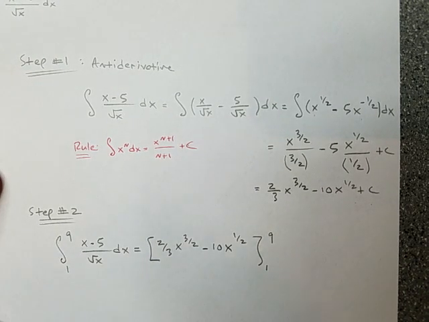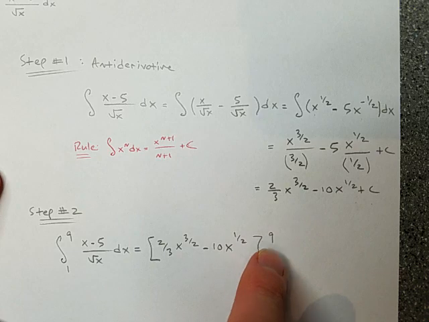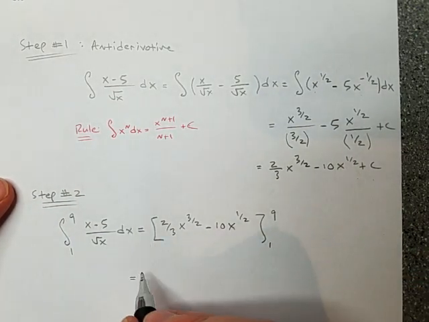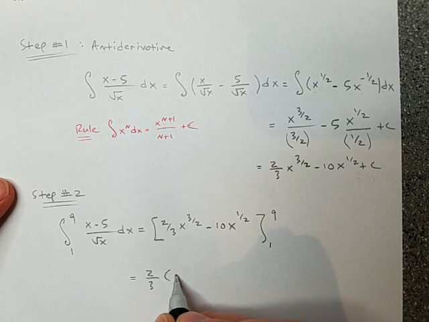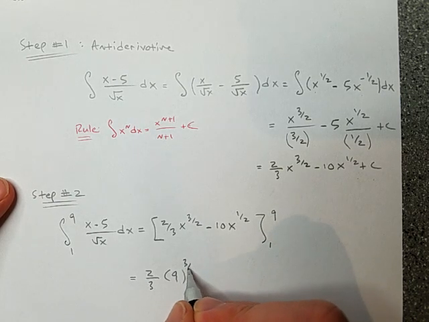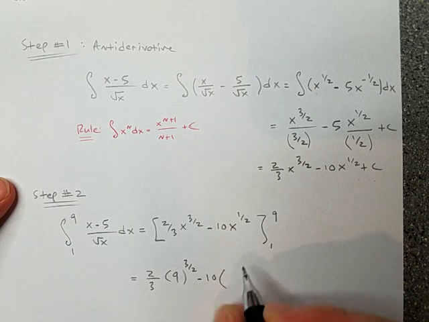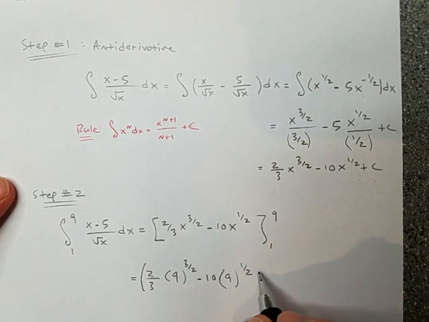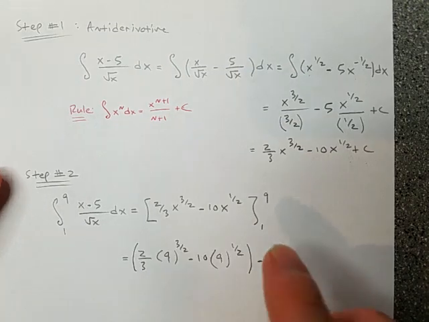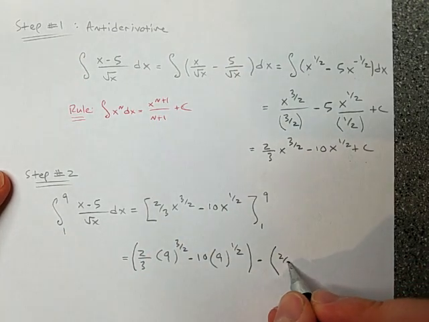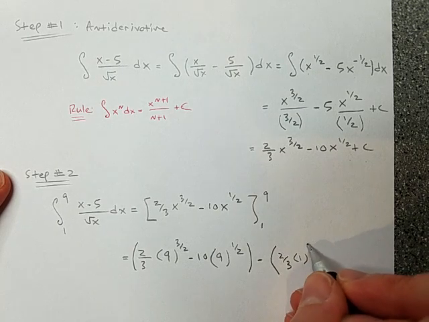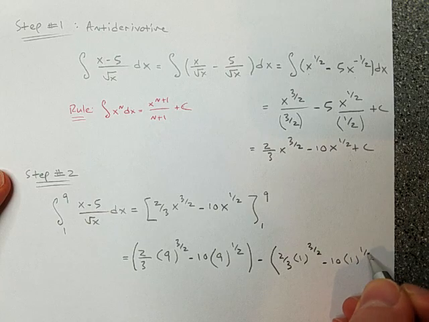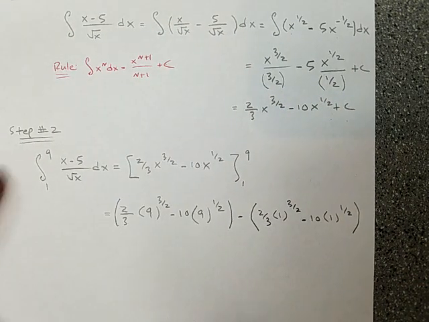Okay, so I've found my antiderivative. Now I've got to put 9 and 1 in, right? So first I put 9. This number goes in first. So I'll get 2/3 times 9 to the 3 over 2 power minus 10 times 9 to the 1/2 power. Okay, so I've got to figure out what that number is. And then I subtract. So I put 1 in: 2/3 times 1 to the 3 over 2 power minus 10 times 1 to the 1/2 power. Okay, so that's what I'm up against now.